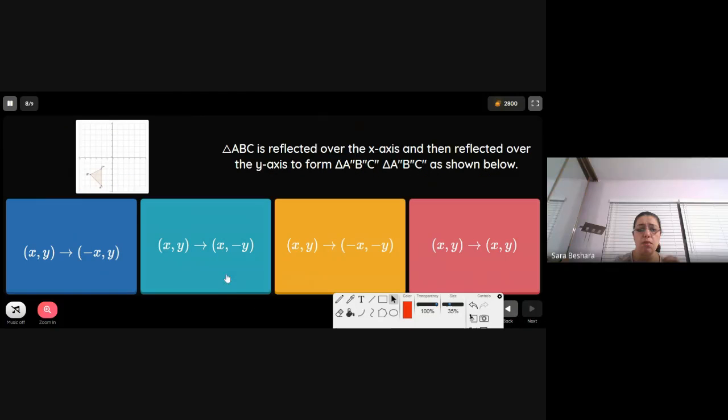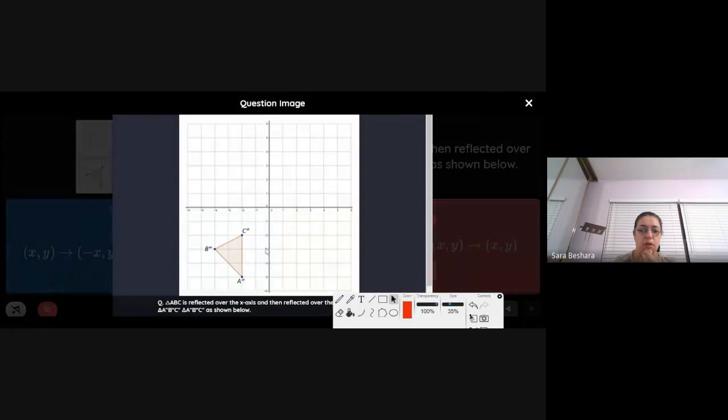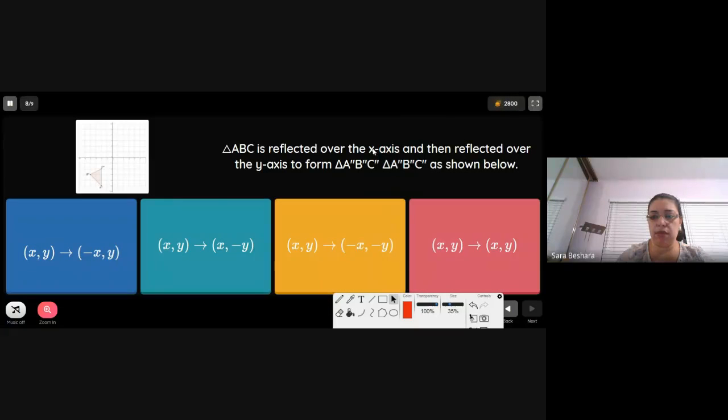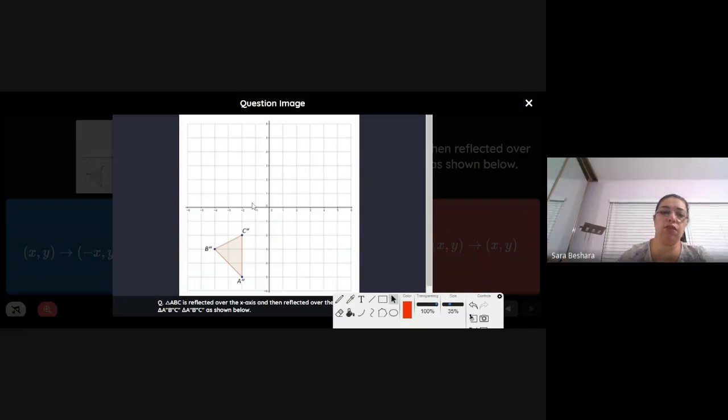ABC is reflected over the x-axis, then over the y-axis to form A double prime B double prime C double prime. Again, two reflections, x then y. Which one shows the basic formula? So this one will be reflected over the x-axis first, since it says x then y. When it reflects over the x-axis, the image goes here, so the triangle will be roughly in this area. Then it reflects over the y-axis, so it becomes here.